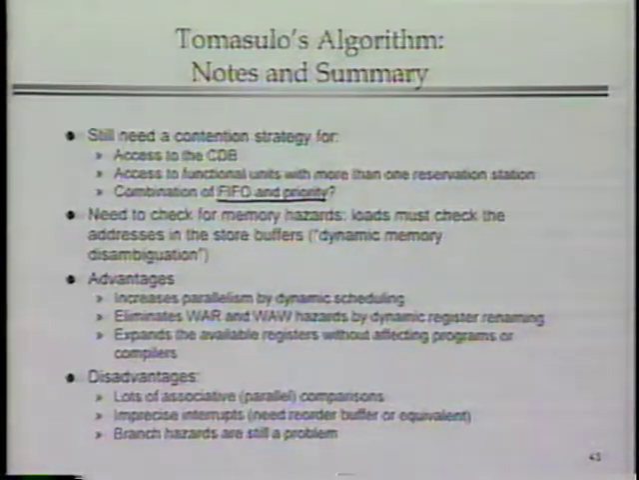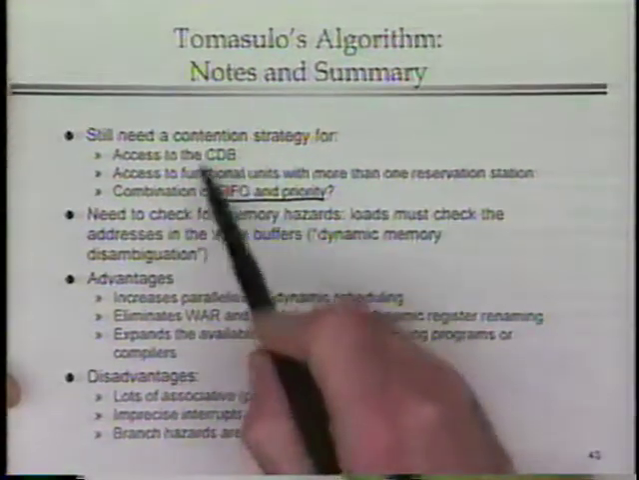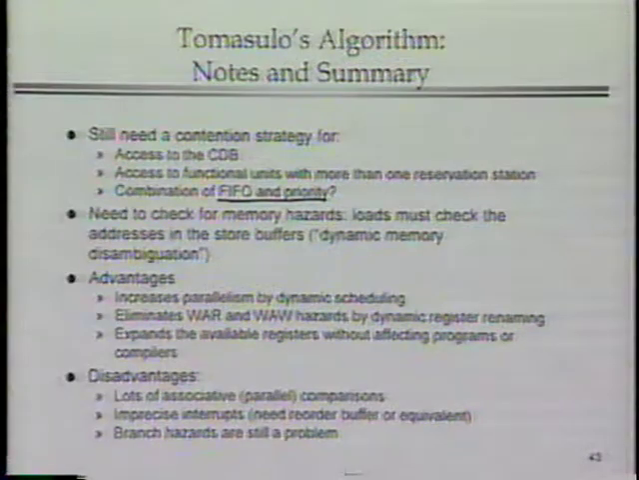And they were trying to even further optimize the progress of the machine by giving the common data bus preferentially to the result which was needed by more operands and more functional units. And I'm sure that's a good thing to do. I'm not sure it was worth the pain that they went through to do it.